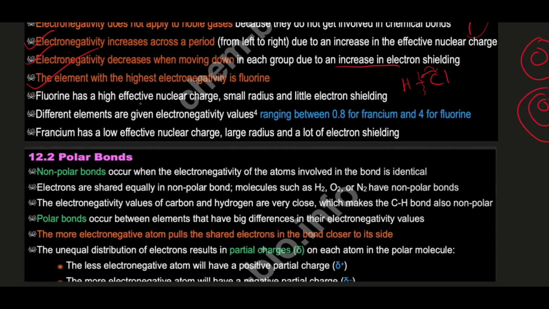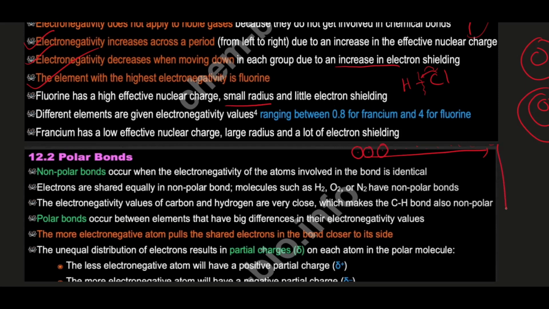And fluorine also has the highest effective nuclear charge, and it has the smallest radius and little electron shielding. Always remember one thing: since the number of inner shells remains the same across a period, the radius won't increase that much. So the factor which is going to play a huge role in the increase of electronegativity is the nuclear charge, considering the proton number increases.